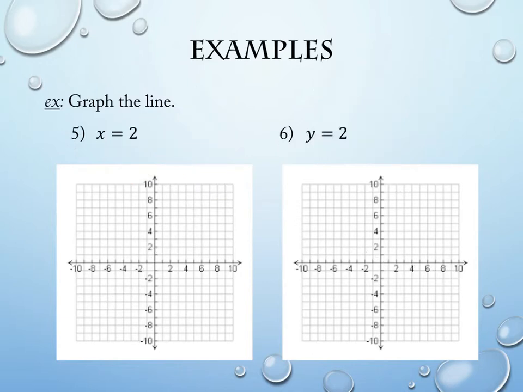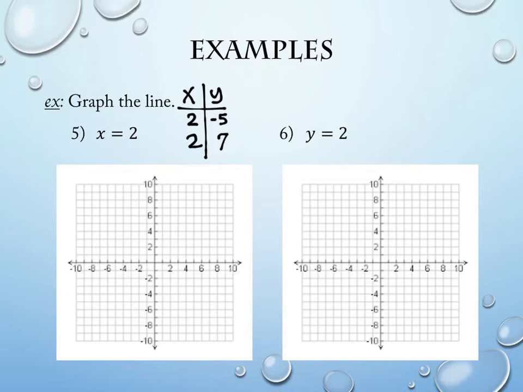How are 5 and 6 different than the previous ones that we have done? There's only one variable. And what happens when we have only one variable is that we end up with either horizontal or vertical lines. That's really what happens. The reality is that what this means is that the x value is always 2. So no matter what y value I pick, maybe I pick y equals -5, or maybe I pick y equals 7, or maybe I pick y equals 0. No matter what I pick, x is always 2.